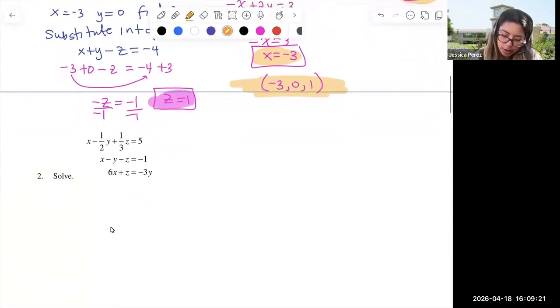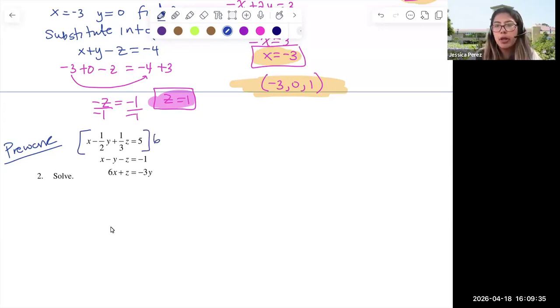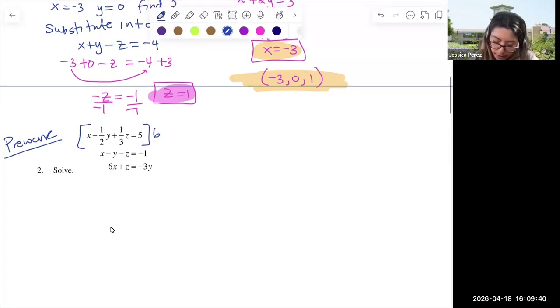So let's move on to question 2. For question 2, we have to do some pre-work. We want to get rid of the denominators, so I'm going to multiply by the common denominator, the LCD, which is 6. When I multiply by 6, I get 6x minus 3y, since half of 6 is 3, and then 1/3 of 6 is 2z, equal to 30.